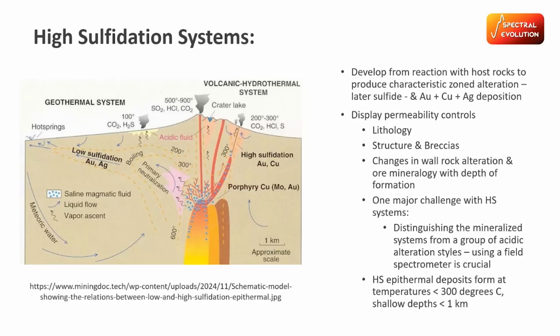Classic definitions describe epithermal high sulfidation systems as forming at temperatures below 300 C and at relatively shallow crustal depth. So here you can see a diagram of a high sulfidation area.